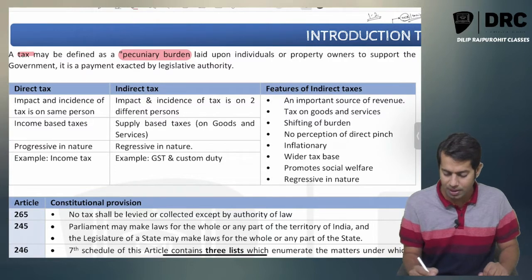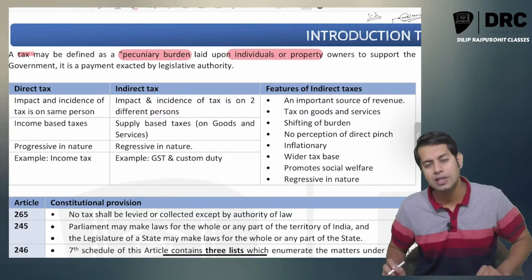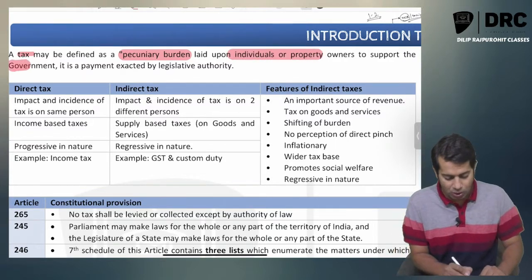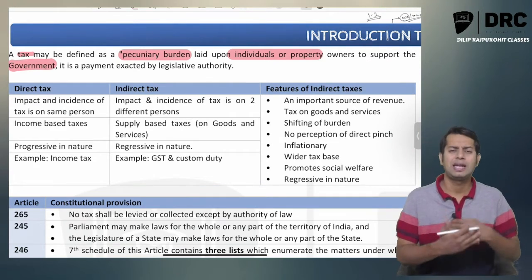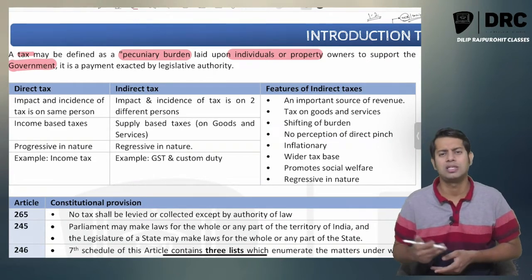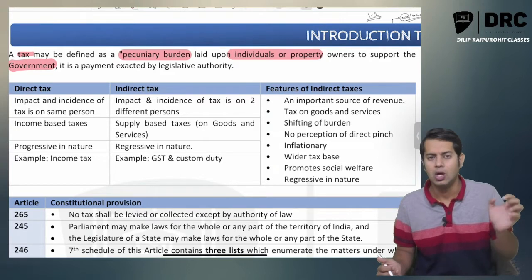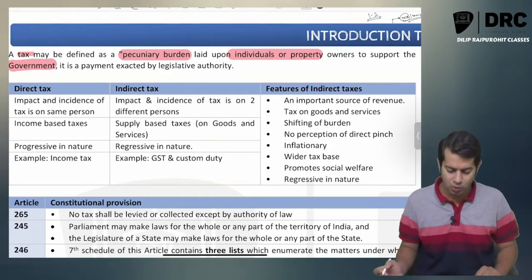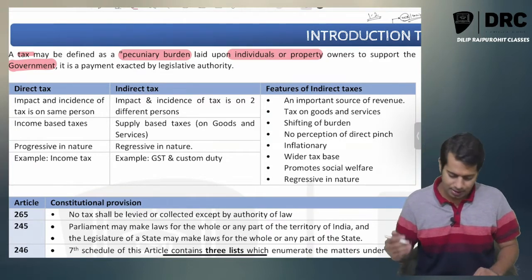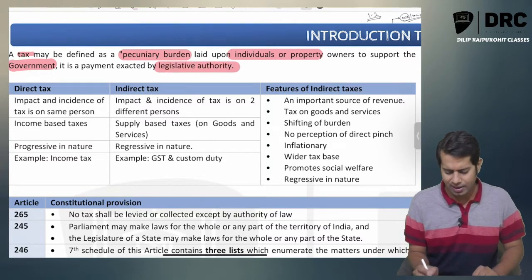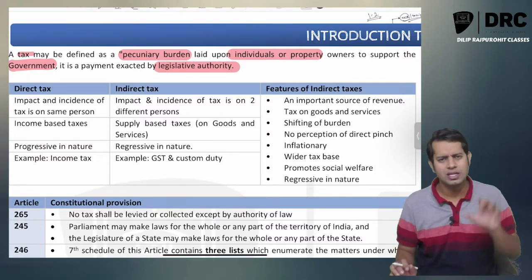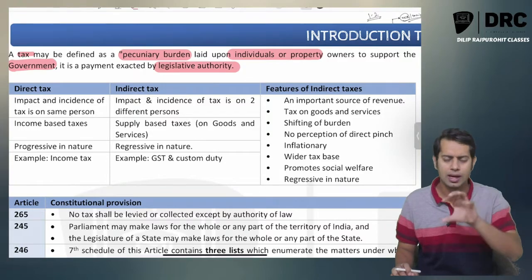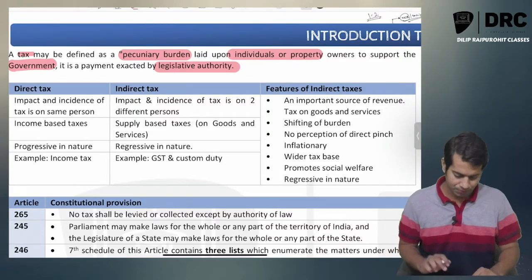It is a pecuniary burden which is laid upon individuals and property owners to support the government. Whatever activities the government undertakes, for supporting that, the government will ask you to pay some amount. That amount is called tax, and it is extracted by legislative authority. Obviously there should be a law, and only by that law can the government collect taxes from you.